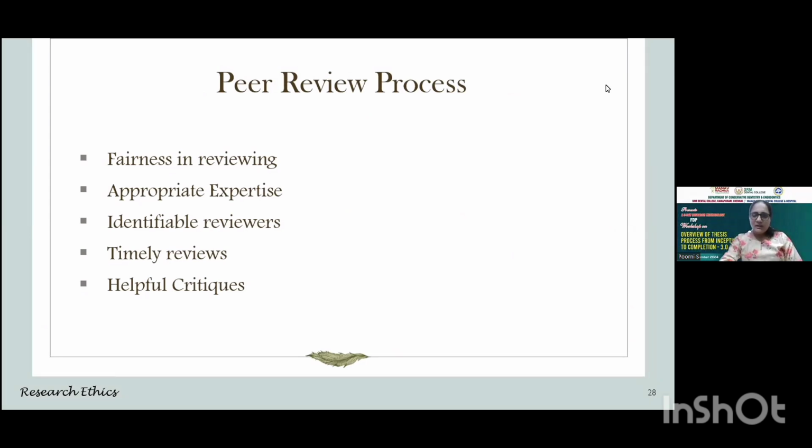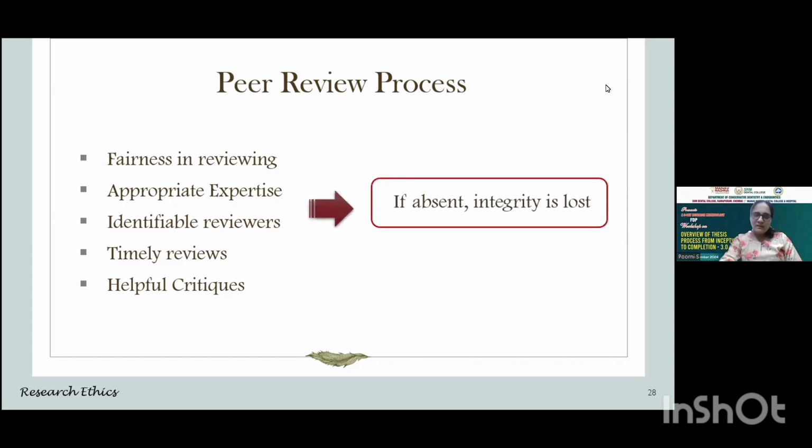So when a research passes through this review process, you get a lot of inputs and there will be fairness in the conduct. And if this process is going to be absent, the integrity of your research will be lost. So always make sure that the research goes through a peer review process.